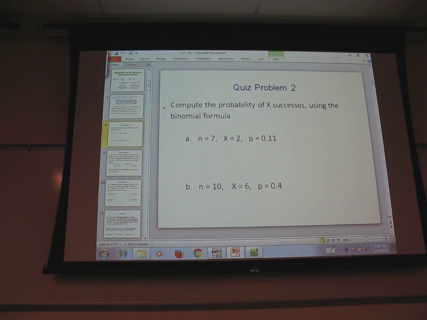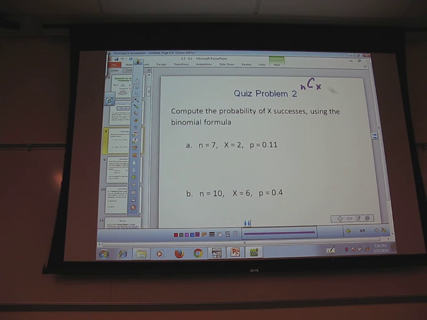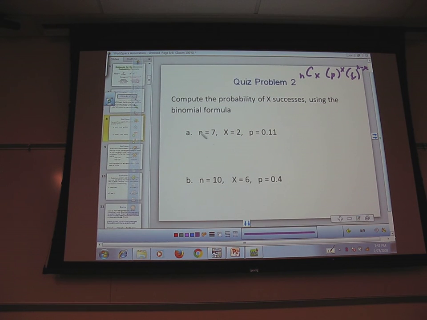All right, so let's take our quiz problem number 2. Again, N choose X times little p to the X times little q to the N minus X. So here, N is 7, X is 2, p is 0.11. That means that my q is what? How do I find my q? 1 minus 0.11, because remember, P's and Q's have to add up to 1 or 100%. They are flips of each other. They each represent probabilities of complements. And then we also need to find N minus X. N minus X is equal to 7 minus 2, which is 5. This is my number of failures.